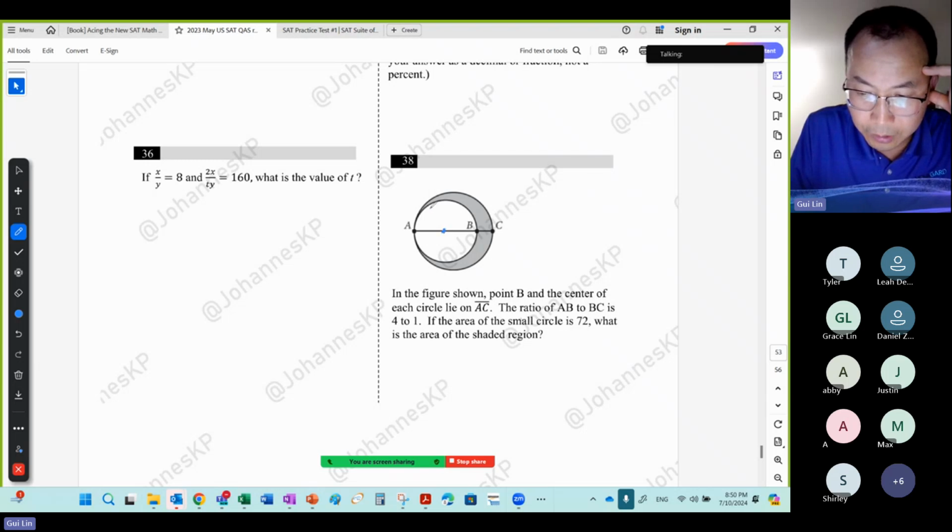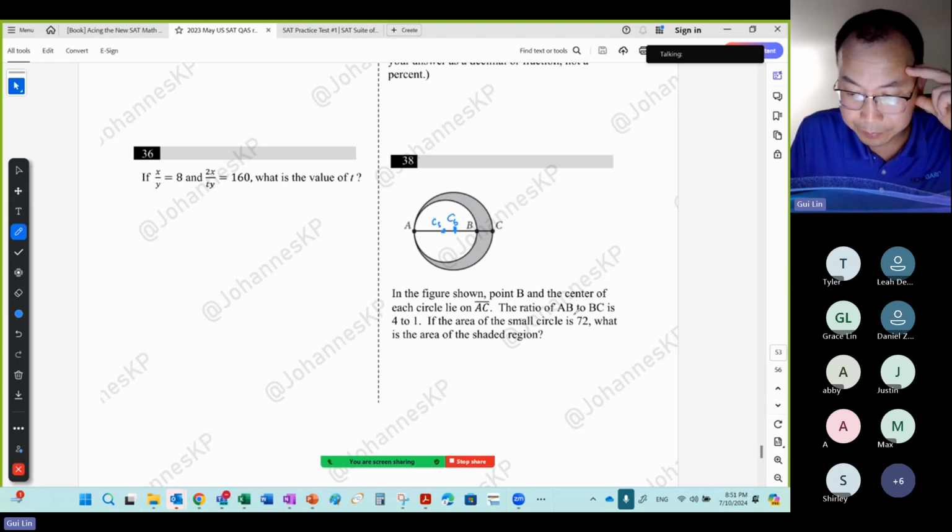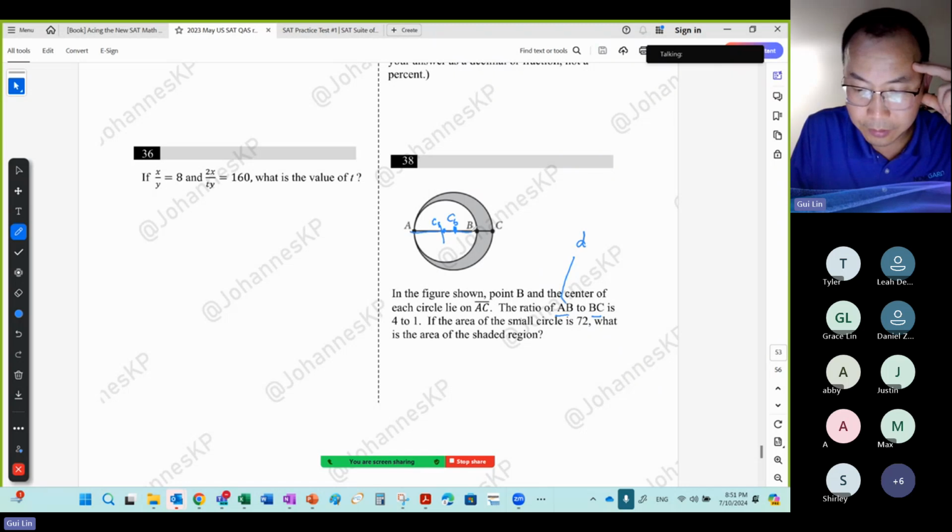So for the smaller circle, the center should be somewhere in the middle of AB. And the center of the big circle will be somewhere here, right? So I say C smaller, C bigger, okay? The center of the smaller circle, the center of B, right? The ratio of AB to BC, let's do it this way. So AB is the diameter, we call it d, all right? And AC is the big diameter D. So BC will be big D minus small d, right? The ratio of D to d is 4:1.